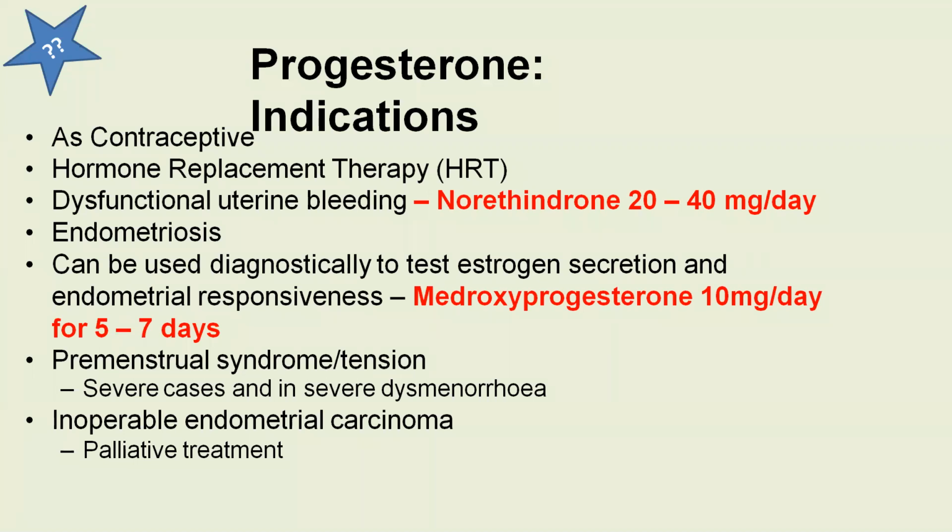Premenstrual syndrome or premenstrual tension syndrome. Here both estrogen and progesterone can be given in combination to treat this. Premenstrual tension syndrome is because of increase in the prostaglandins during ovulation. That leads to headache, backache, irritability, fluid retention. So by giving a combination of estrogen and progesterone, you can prevent ovulation and decrease the release of prostaglandins. Then in inoperable endometrial carcinoma, it can be used for palliative treatment.